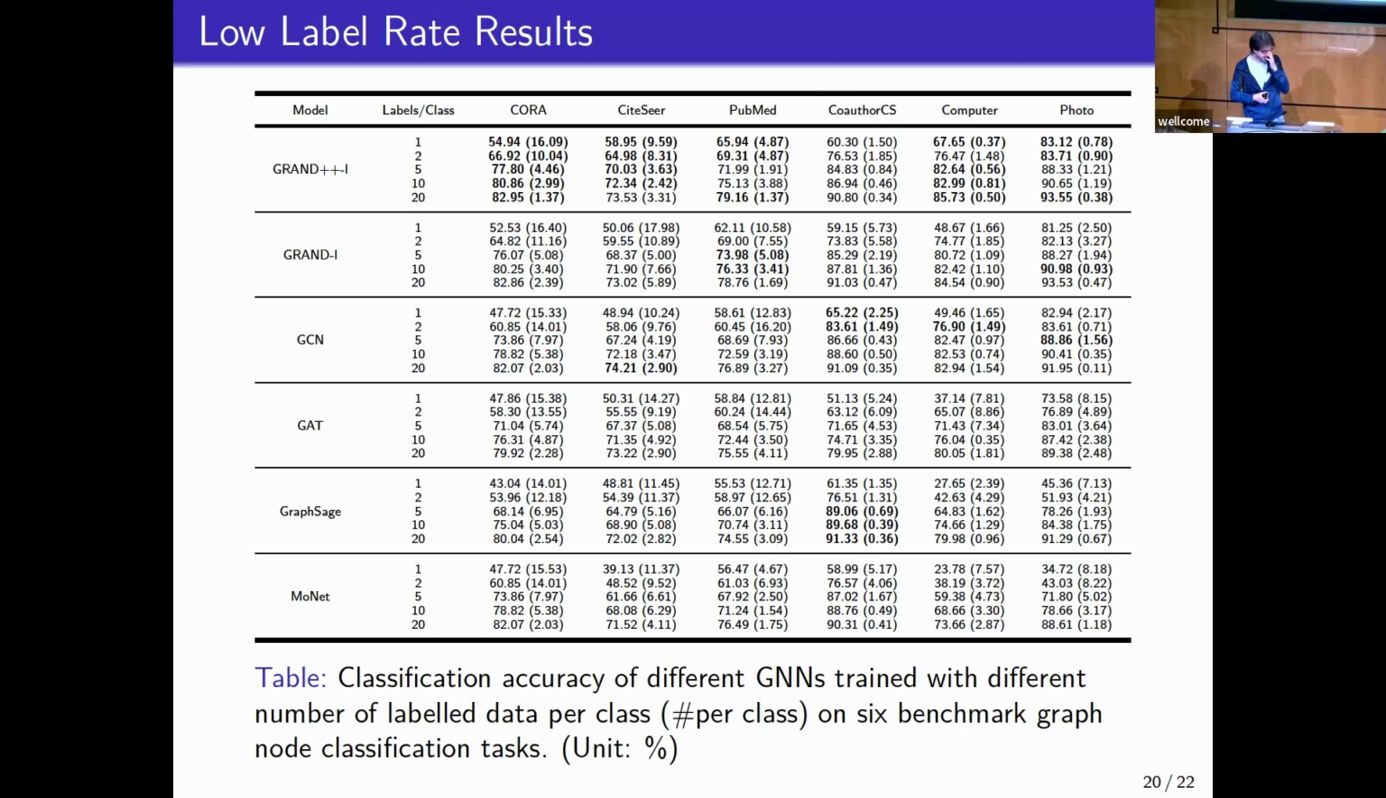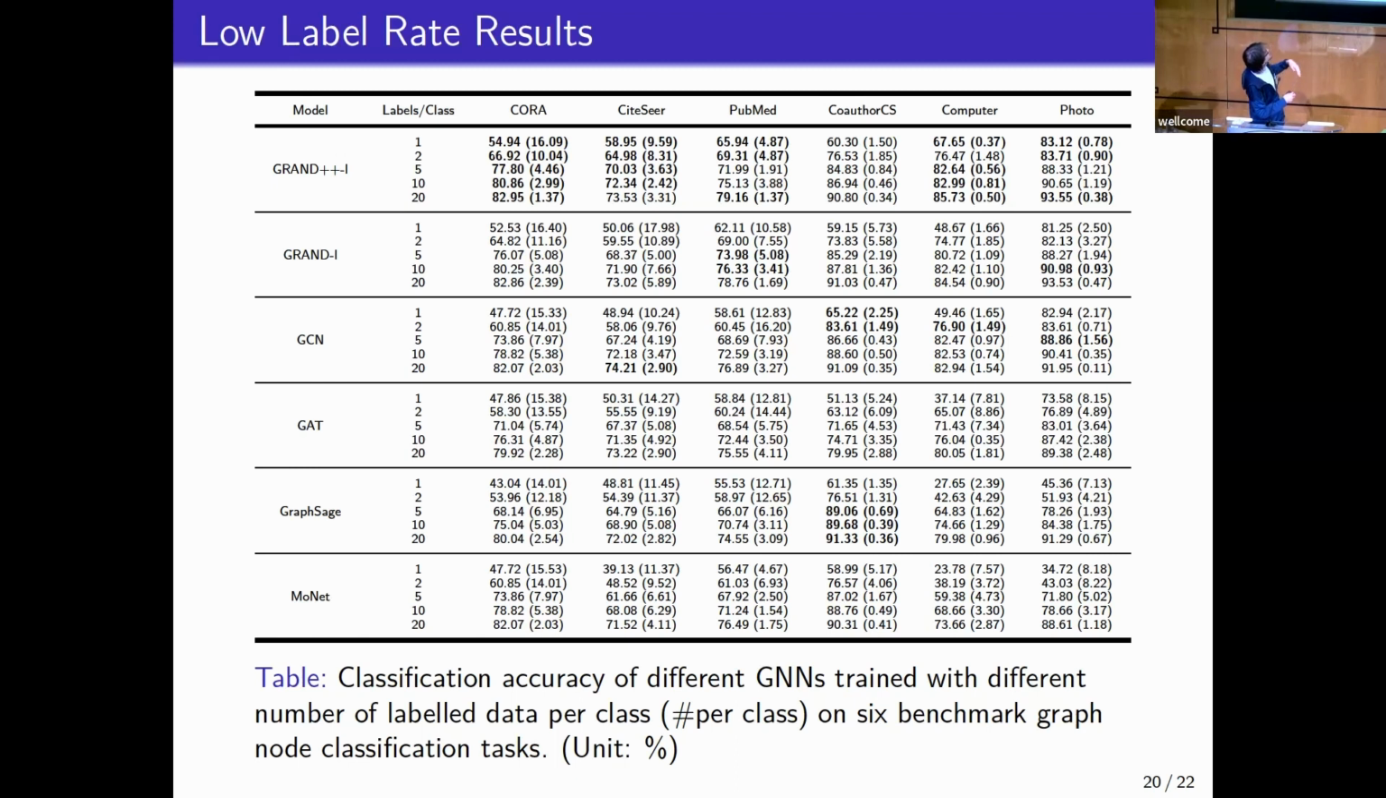This architecture is actually motivated by some work in the low label rate regime in semi-supervised learning. So we also want to test how well this does when you only have very few labels in your data set. And again, we do quite well. GRAND++ is our method at the top, and then these are various other types of architecture which we compared to.